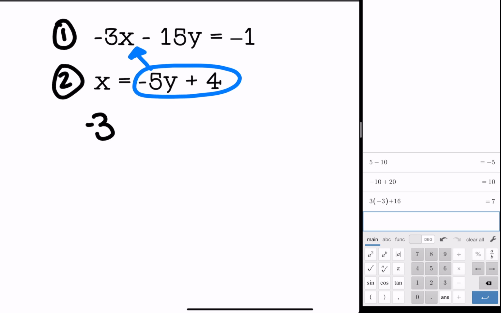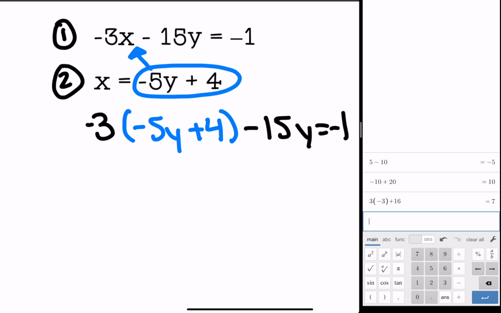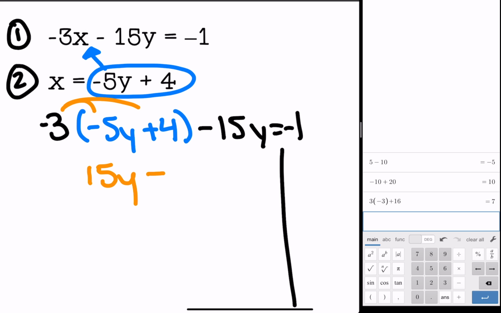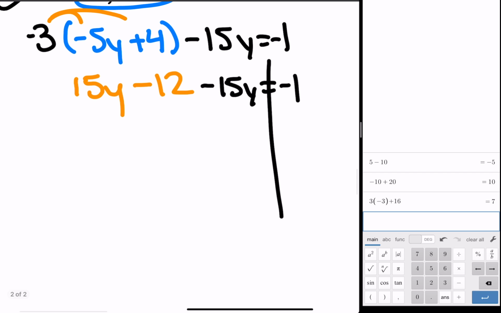So we got negative 3. Now we'll replace x with negative 5y plus 4. And then the rest of the equation was negative 15y equals negative 1. All right, now we do mathy stuff. So we're going to distribute. Negative 3 times negative 5y is a positive 15y. Negative 3 times 4 is a minus 12. And then everything else gets brought down. Nothing else was changed.